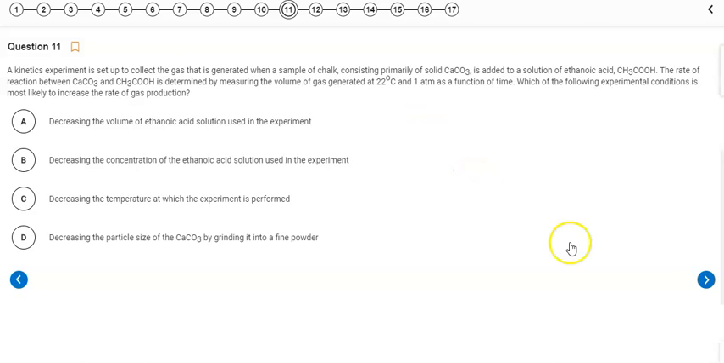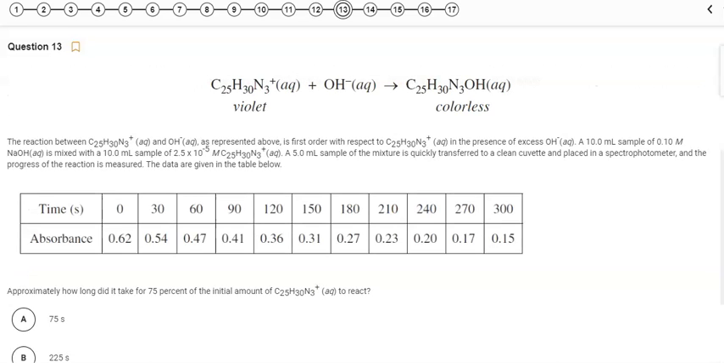All right, a few more. A kinetics experiment is set up to collect a gas that is generated. Which of the following experimental conditions is most likely to increase the rate of gas production? Decreasing the volume. No. That's the same question. Never mind. Sorry, I don't know how the duplicates come up, but they do.